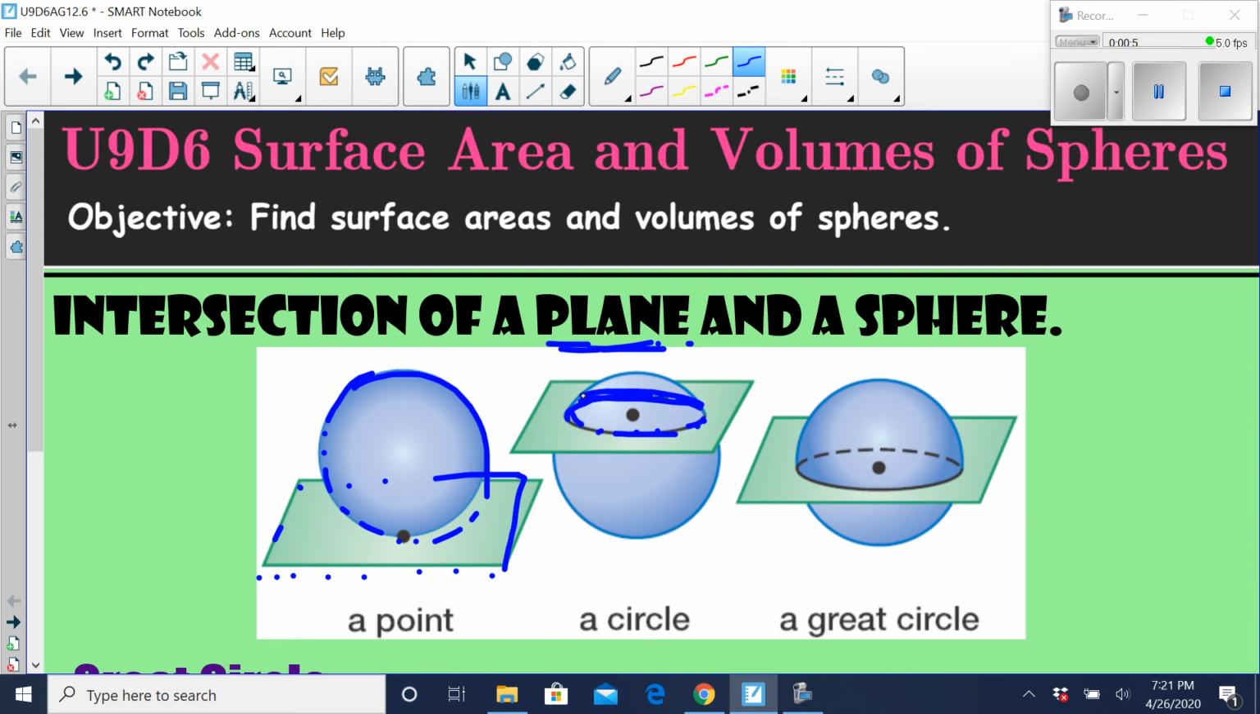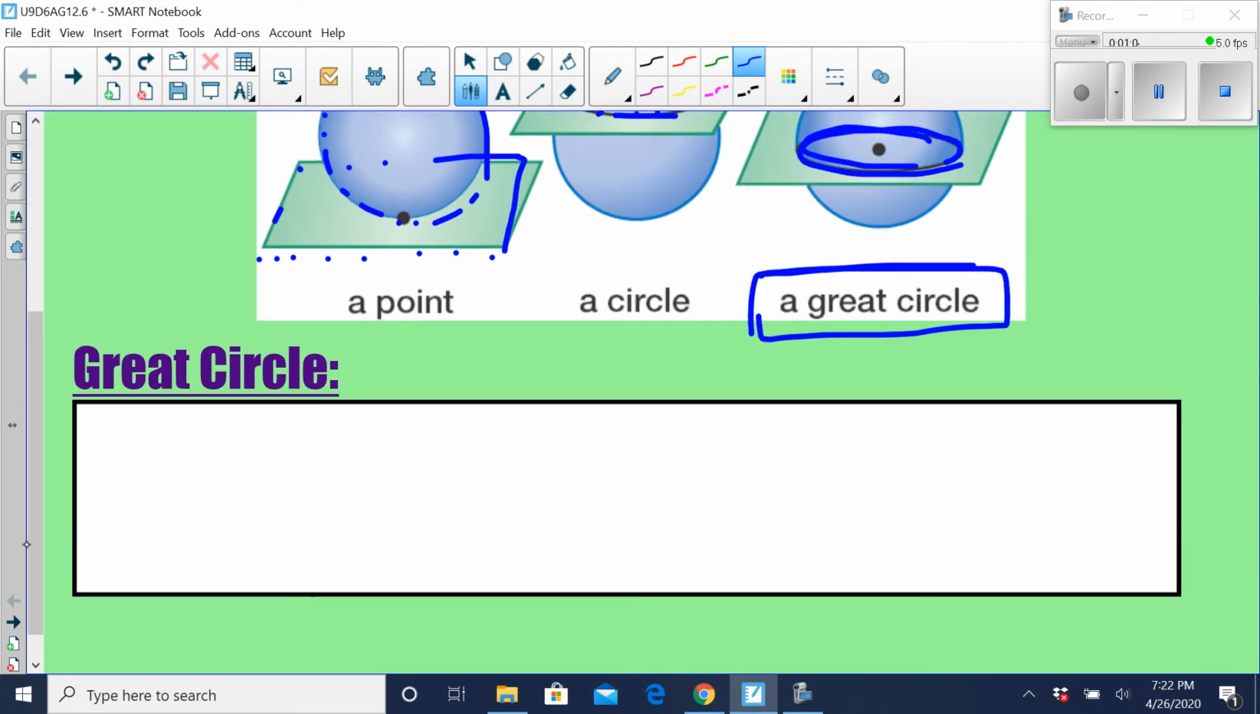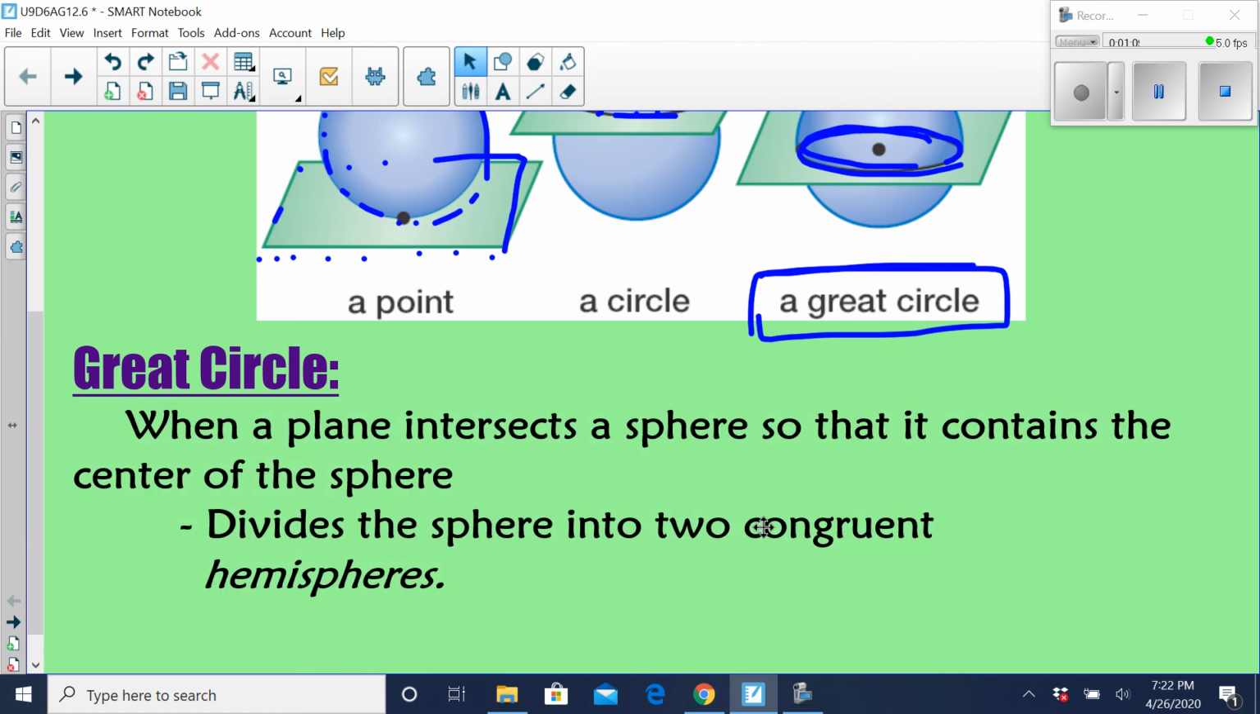And why we talk about this is this idea of the great circle. So if I have a plane that really slices my sphere in half or cuts through the center, we get this circle right here, which is called the great circle. Okay, the great circle is important because it's going to give us some information about the sphere. It says when a plane intersects a sphere so that it contains the center of the sphere, it divides the sphere into two congruent hemispheres.